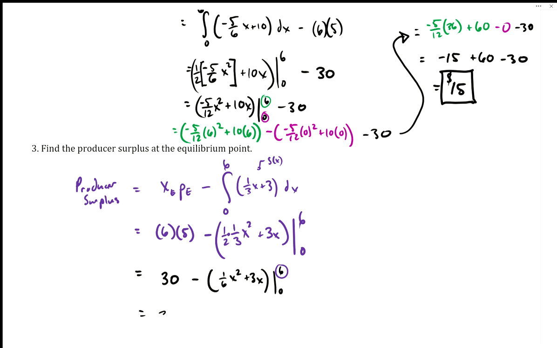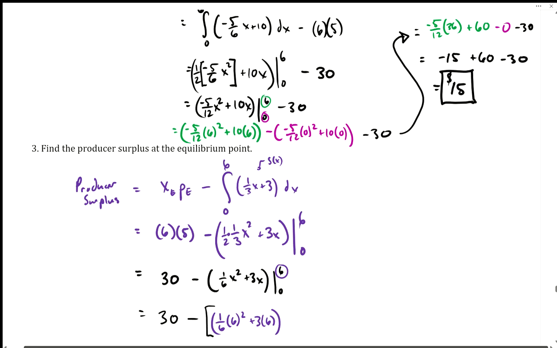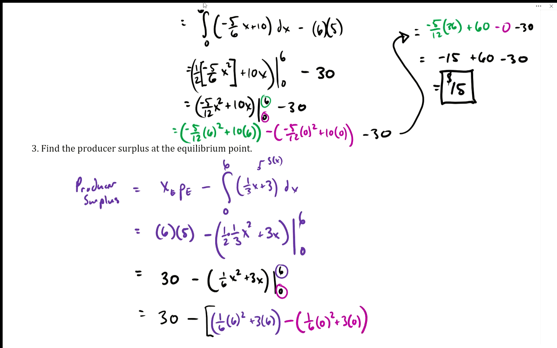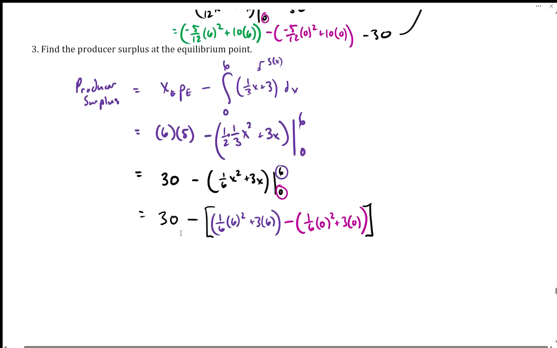So we're going to have 30 minus, I'm actually going to do a big bracket, and then I'm going to plug in the 6 into those x's. So 1/6 times 6 squared plus 3 times 6, all in the purple parentheses. And then always minus the second one, minus 0 going in, so 1/6 times 0 squared plus 3 times 0. And then I'm going to put my big bracket again to say I've got it all set up. I need to simplify all of this, and then the minus will go through. So we've got 30 minus, keep the bracket.